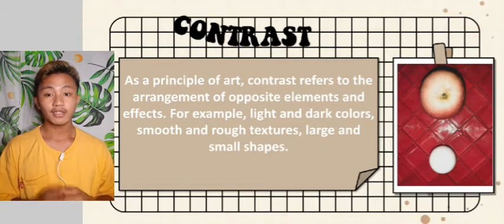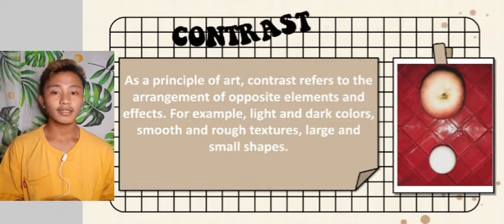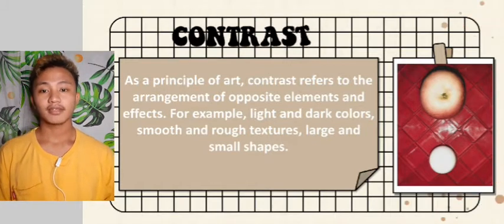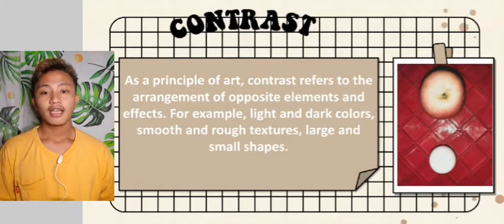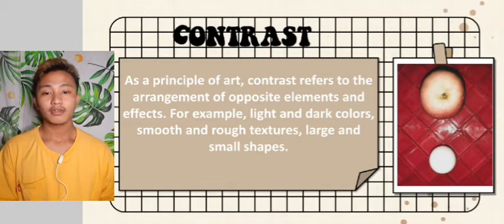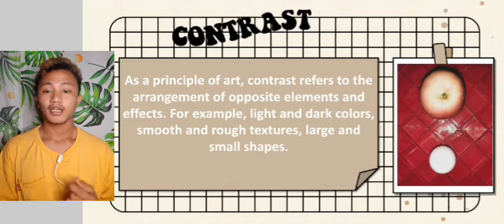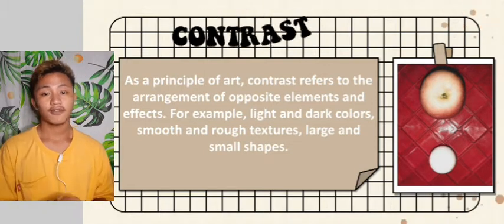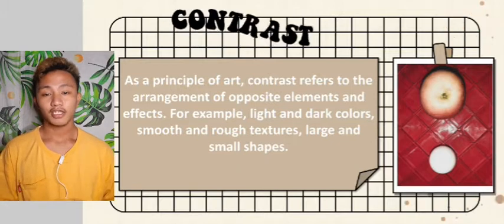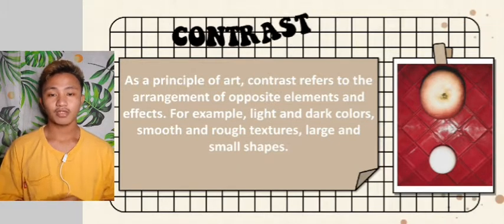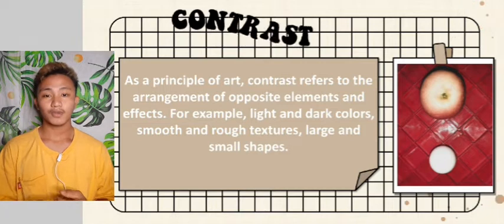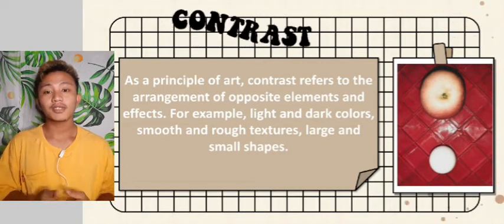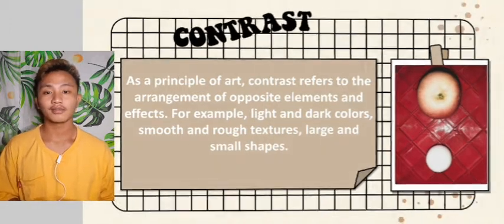So we also have contrast. As a principle of art, contrast refers to the arrangement of opposite elements and effects. For example, light and dark colors, smooth and rough textures, large and small shapes. Contrast can be used to create variety, visual interest, and drama in artwork. Contrast occurs when two elements in a page are different. For example, it could be different colors between the text and the background color.